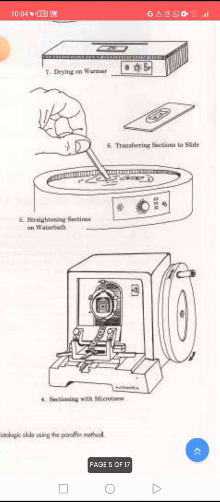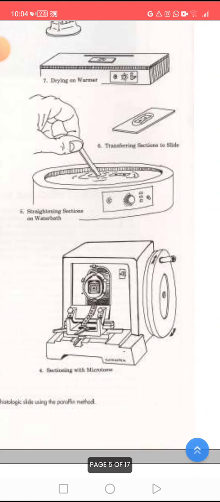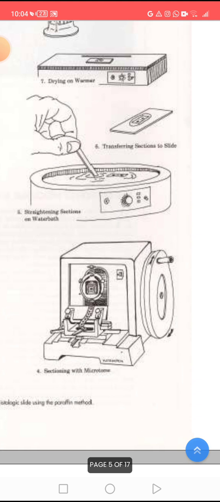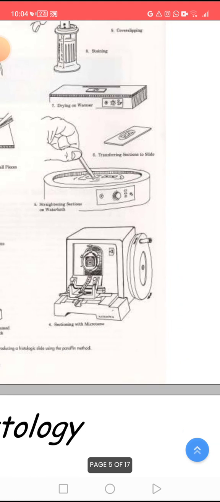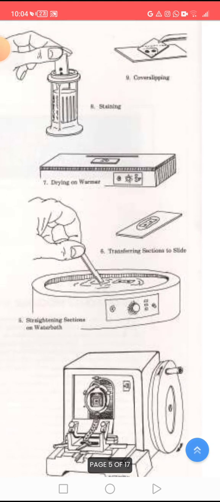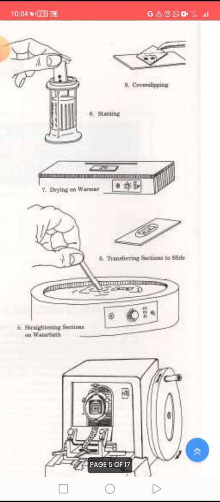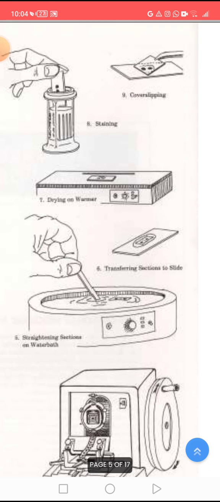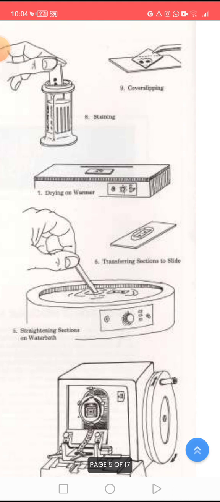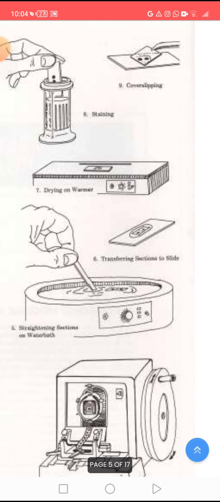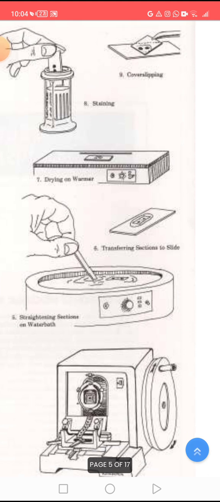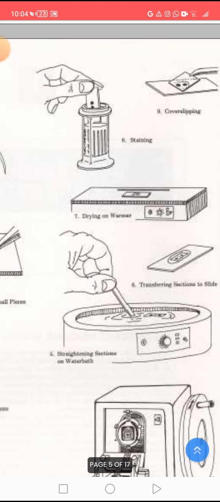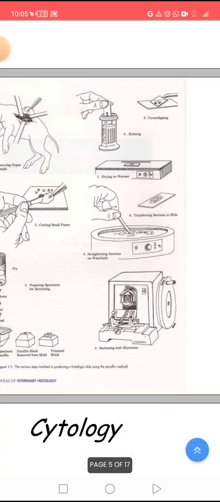Straightening, water bathing the tissues. After water bath, this is used to remove the paraffin wax, of course. Drying is done on a warmer. After that, staining is done. After staining, a cover slip is put on a slide by using DPX, and you will observe under the microscope by using different lenses.